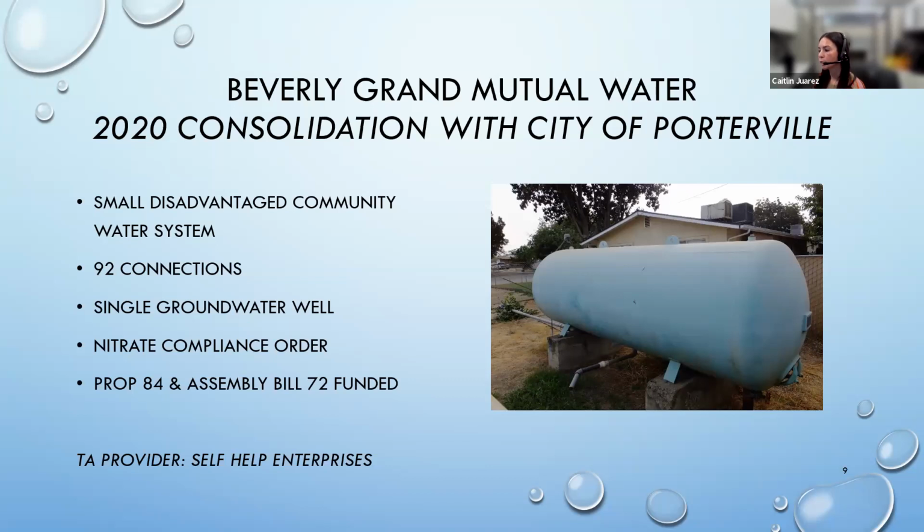So this project consisted of a new water main and water services, fire hydrant installation, well abandonment, and water system dissolution. So today, the 28 service connections at Beverly Grand are currently receiving water from the city of Porterville, and the technical assistance provider that was involved in that project is Self-Help Enterprises.